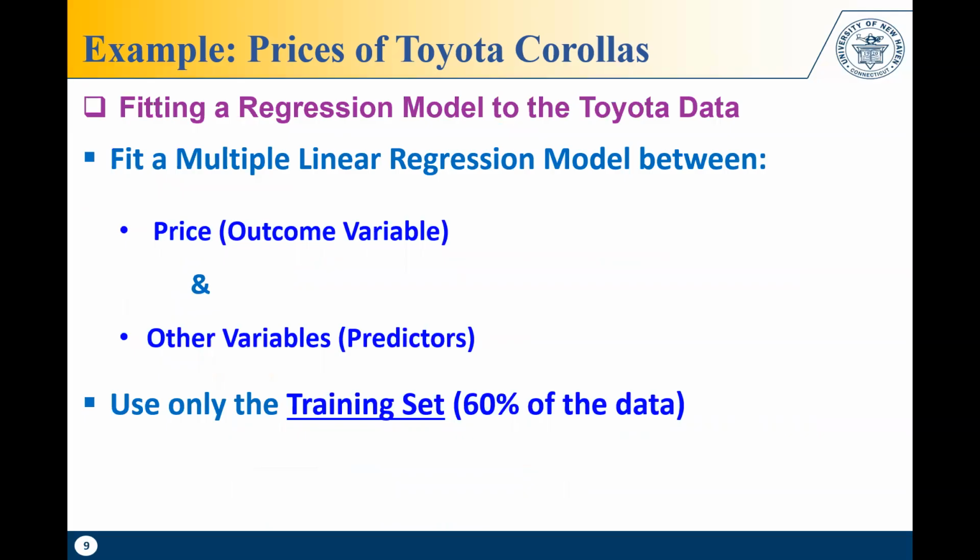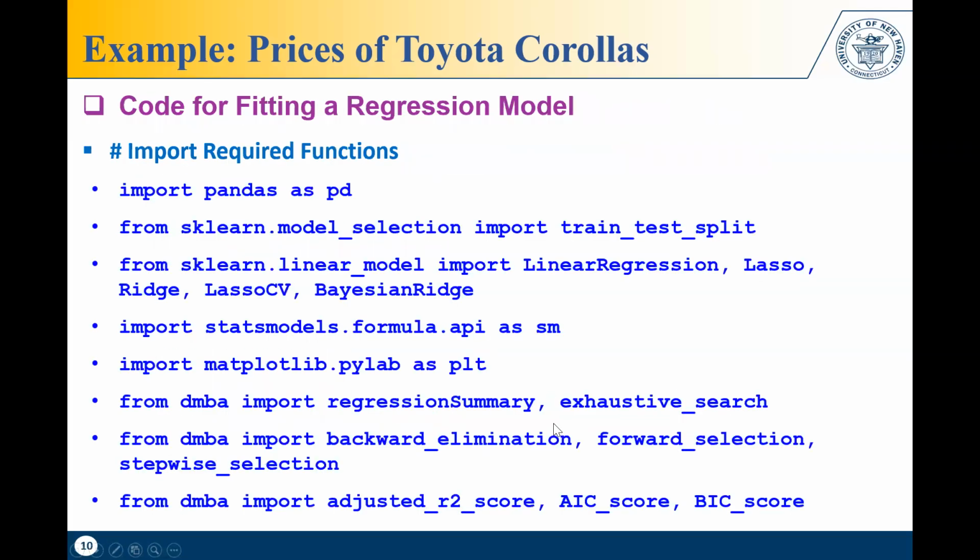Now we are going to fit the multiple linear regression model between the price, which is the outcome, and the other variables, which are the predictors. And we use only training sets, 60% of the data. Since this lecture is being recorded, for the sake of time, please pause the video and practice the code. If you have any error in the code, please ask me in the next session.